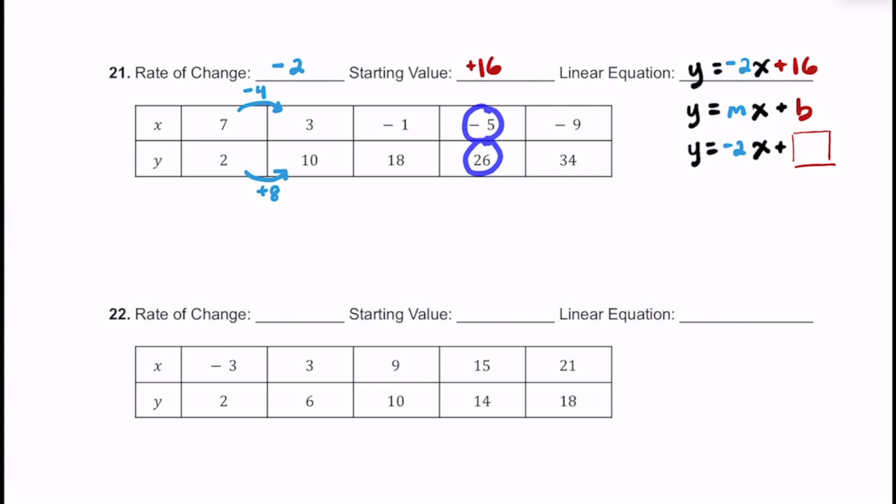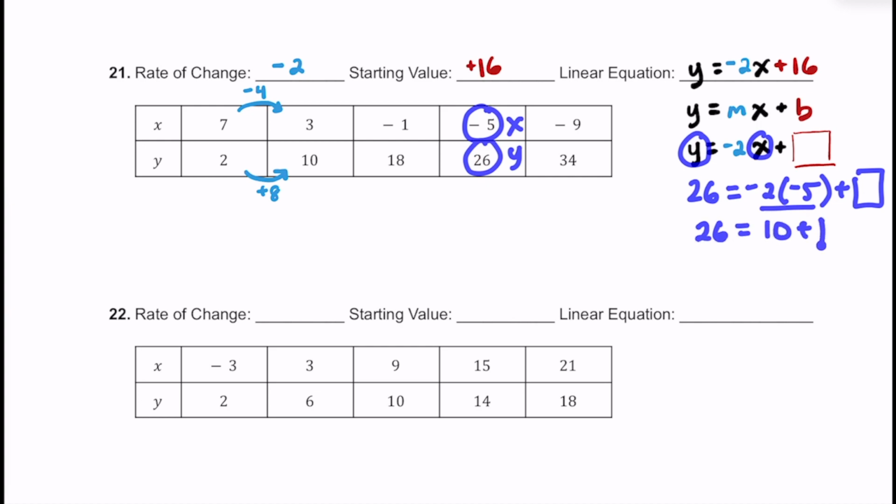So let's use this pair. So this is x and this is y. So y is 26, right? We're gonna go ahead and change that to 26. We're saying x we're changing to -5. So this means -2 times -5 plus this unknown that we're trying to find. Now -2 times -5 is positive 10. So we have 26 is equal to 10 plus something, right?